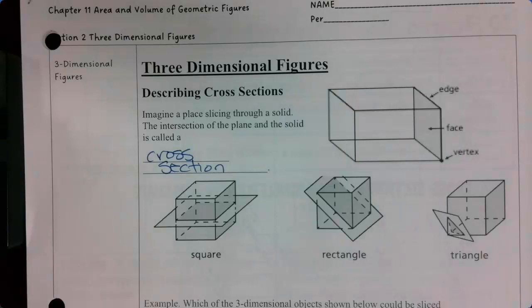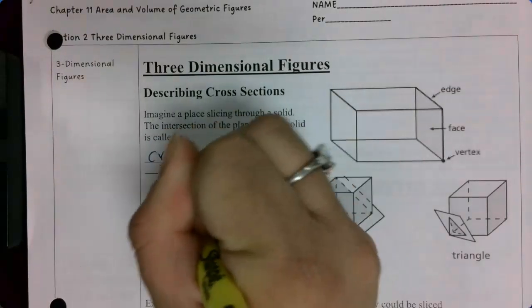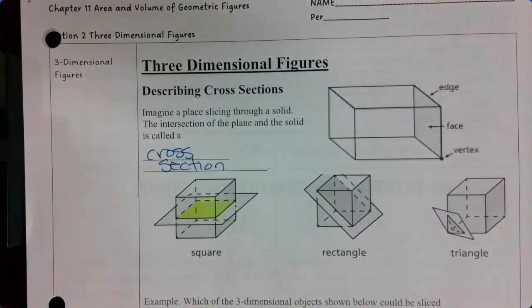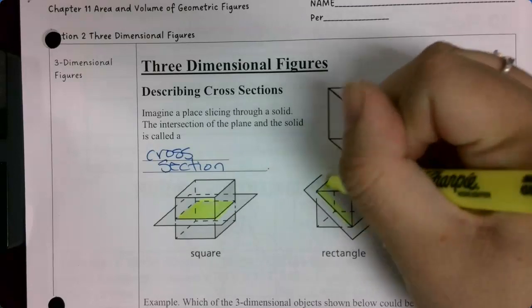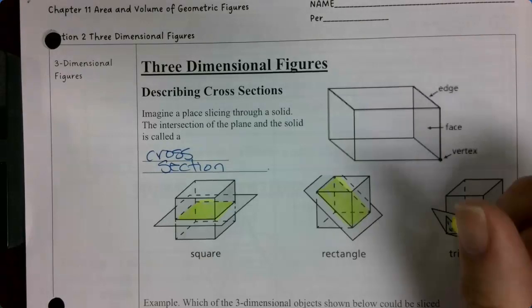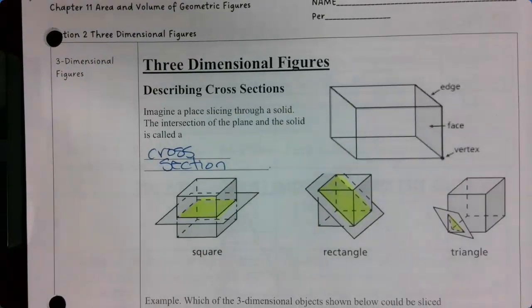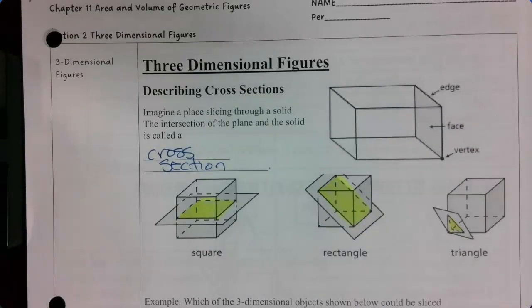So here's some different pictures. The first one shows us cutting a square along the middle. The resulting two-dimensional shape is this square on the inside. If I cut a cube diagonally, it can give me a rectangle. And this one, if I cut it in the corner, it can give me a triangle as my result. So depending on how I cut it, it'll give me different shapes.